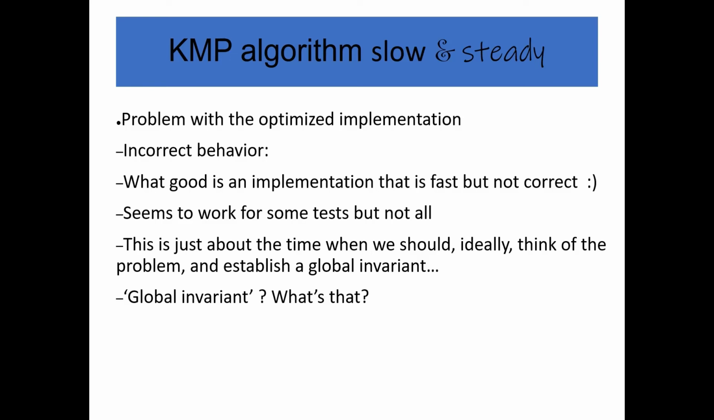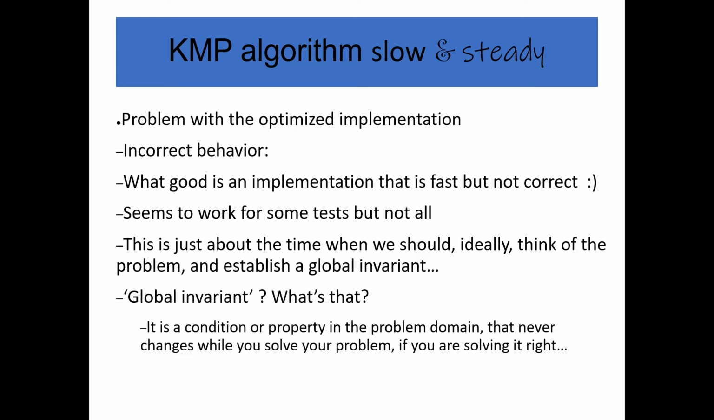take a step back and think of the problem, and establish a global invariant. If you wonder what a global invariant is, it is a condition or property in the problem domain that never changes while you solve your problem. That is, if you are solving it right. So that actually helps you develop the solution in a more robust way.